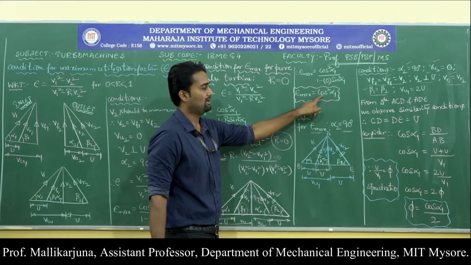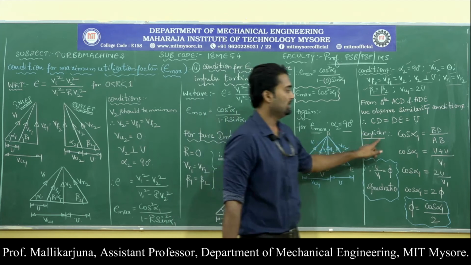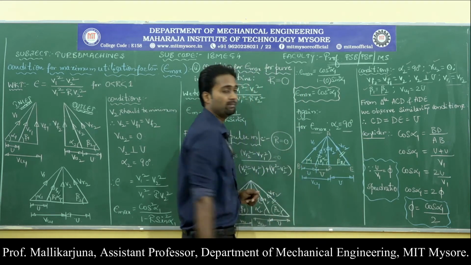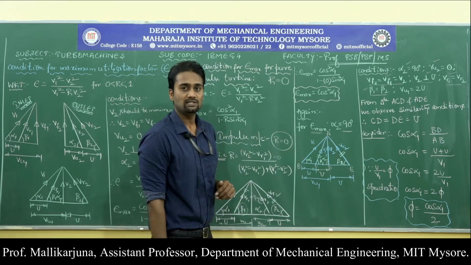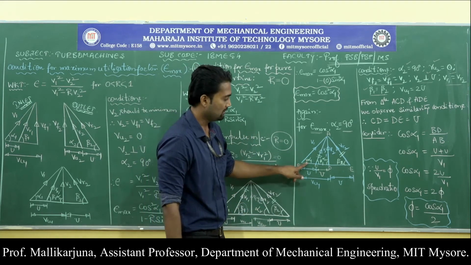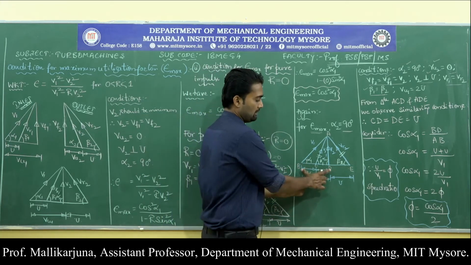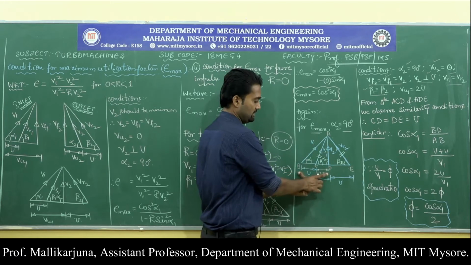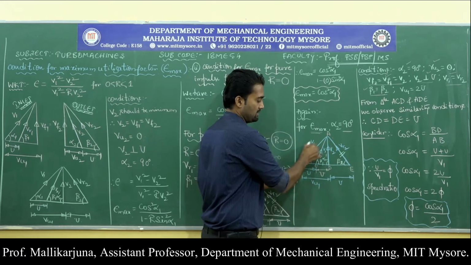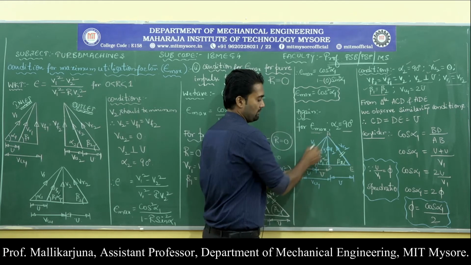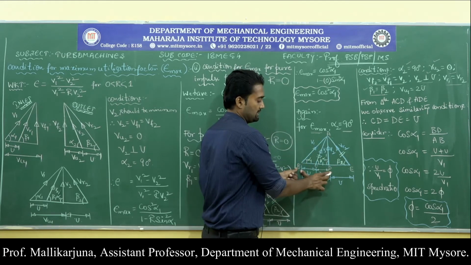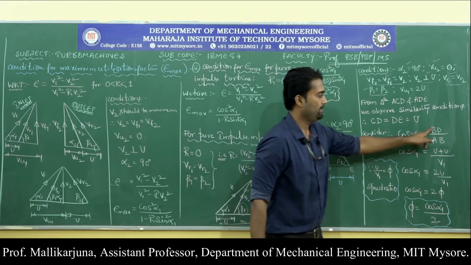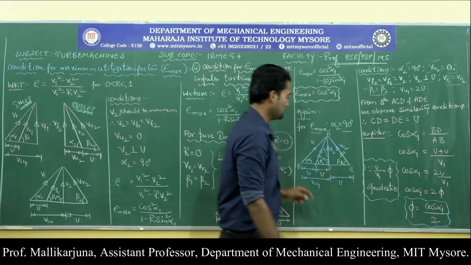Let us look on to this value, cos alpha 1. Consider cos alpha 1. Where is alpha 1? It is nothing but the angle made by the fluid with respect to the tangential velocity of the blade. Cos alpha 1 is nothing but adjacent divided by hypotenuse. Adjacent is nothing but BD in this triangle, ABD triangle. Adjacent is nothing but BD, hypotenuse is nothing but AB. BD divided by AB. What is the value of BD?